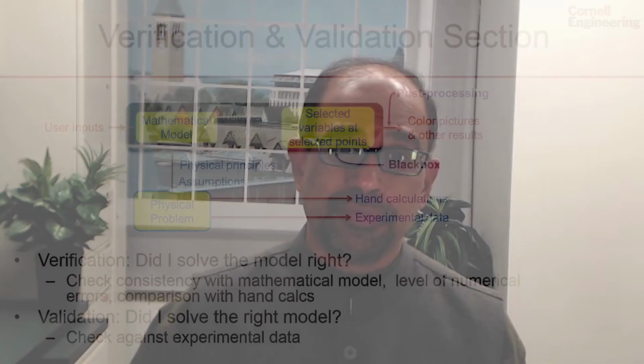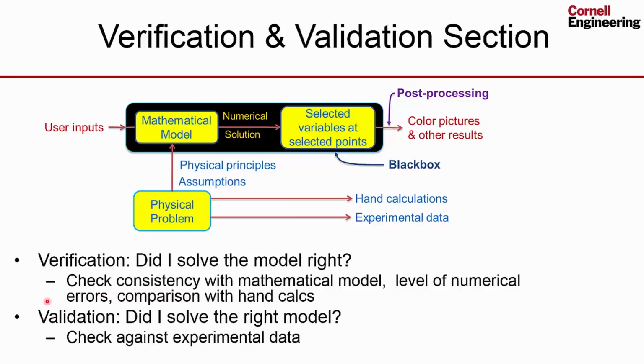Let's move on to verification and validation. As I've talked about before, verification looks at whether we have solved our mathematical model correctly. So we need to check if we have input the right mathematical model into the tool. And so we will check if our results are consistent with the mathematical model. That is, the results that we have here are consistent with the mathematical model that we want to solve.